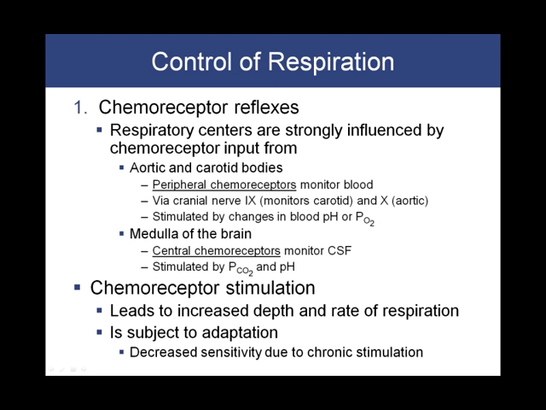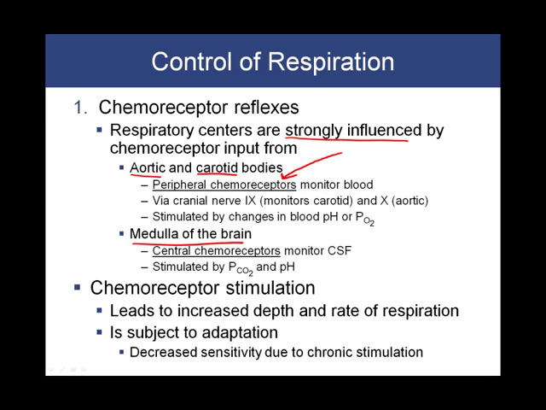Chemoreceptor reflexes are extremely important. The respiratory centers are strongly influenced by chemoreceptor input from really three different places. There are chemoreceptors in the aorta. There are chemoreceptors in the carotid arteries, and there are chemoreceptors in the medulla of the brain. The chemoreceptors in the aorta and the carotid arteries are part of what are called the aorta and carotid bodies. They're known as peripheral chemoreceptors.